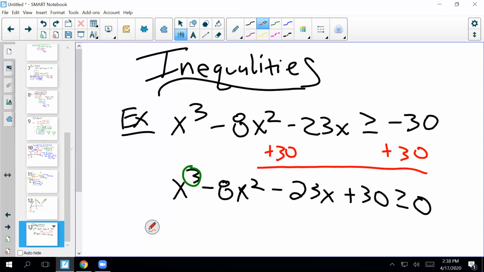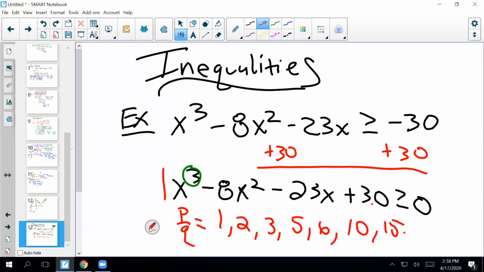Unfortunately, there's lots of possibilities for P over Q. Q is just 1, so that's nice. But 30 has lots of factors. So this could be 1, 2, 3, 5, 6, 10, 15, or 30. I think that's all the possibilities. Plus or minus for all of these. So when you have lots of possibilities, you're kind of going to cross your fingers and hope that one works.